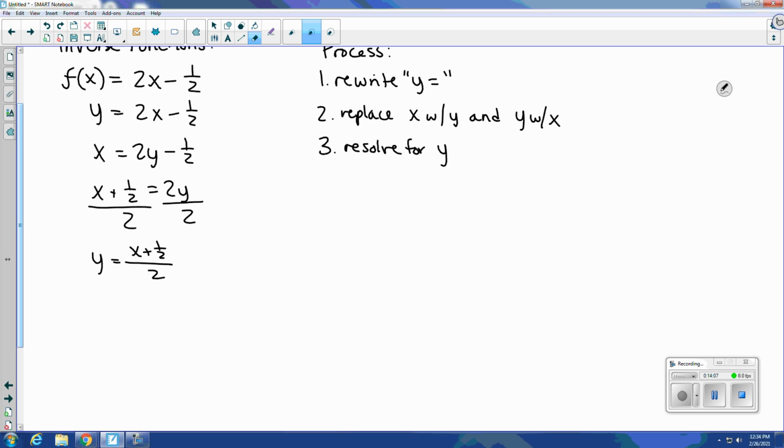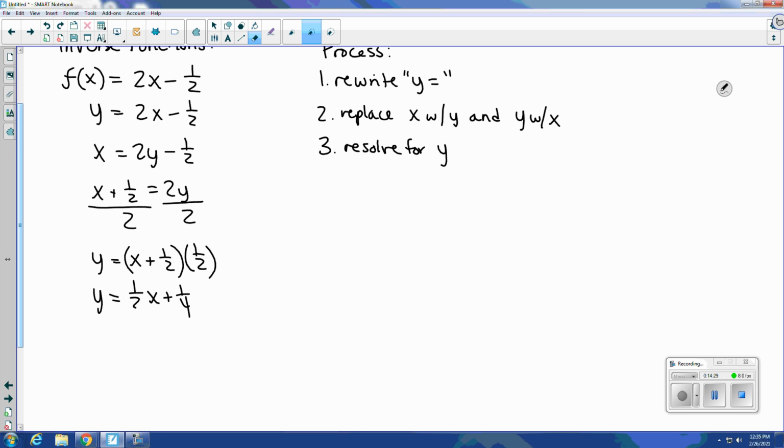Now, because we have a fraction within a fraction, let's clean this thing up. Dividing by anything is the same thing as multiplying by a reciprocal. So let's write this instead as x plus 1/2 times 1/2. The reciprocal of 2 is 1/2. Distributing, we'll get 1/2 x plus 1/4.